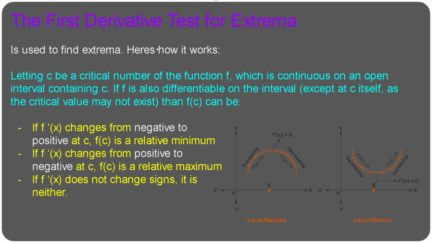Okay, let's talk about the first derivative test. So the first derivative test is really easy. You let c be any critical number on the function f, which is continuous on an open interval containing c. So if f is also differentiable on the interval, except at c itself, once again, remembering that critical values may not exist, then f of c can be described as the following. So if f prime of x changes from negative to positive values at the point c, f of c is a relative minimum. And let's take a look at why.